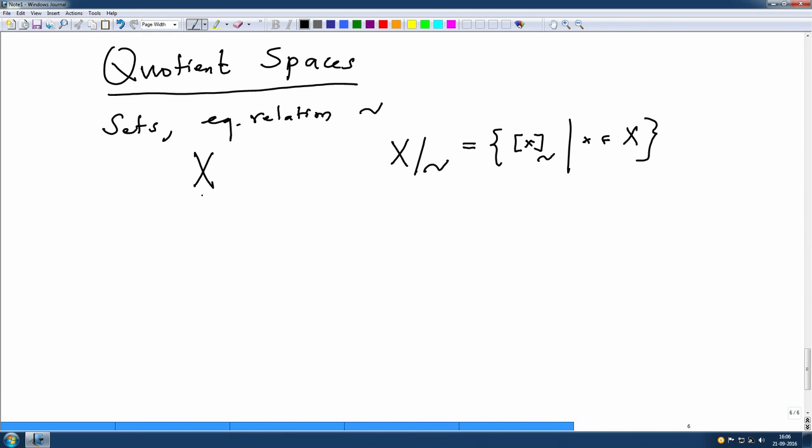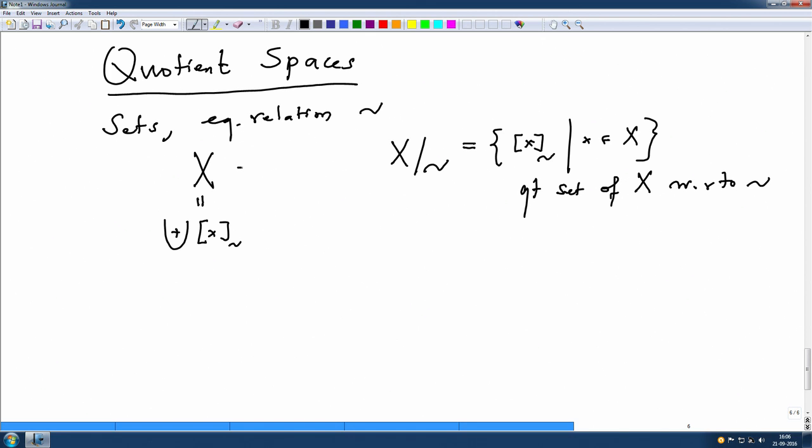So these are the equivalence classes of this, because X is decomposed into the equivalence classes. This is a disjoint union. So we are looking at the equivalence classes and collecting the different equivalence classes. Any two equivalence classes are either equal or disjoint. So this set is called the quotient set of X with respect to the equivalence relation tilde.